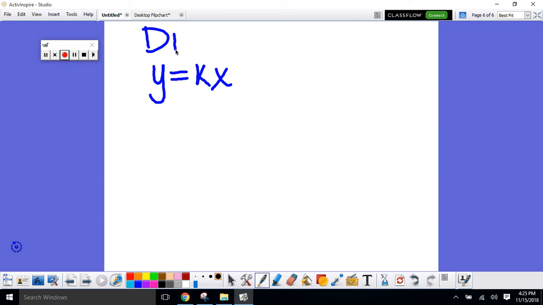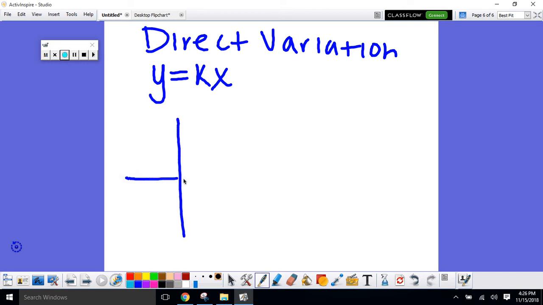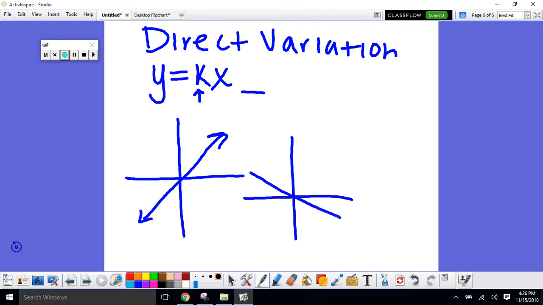Let me make my title, direct variation. It's kind of like what we've been saying already with y equals mx plus b, but it just doesn't have a y-intercept. That means if you were to see it on a graph, k would be my slope and my y-intercept would be 0, so I could have a direct variation that goes through the origin this way. It could be negative, or it could even be just really slanted this way. Okay, but direct variation goes through the origin, just y equals kx.